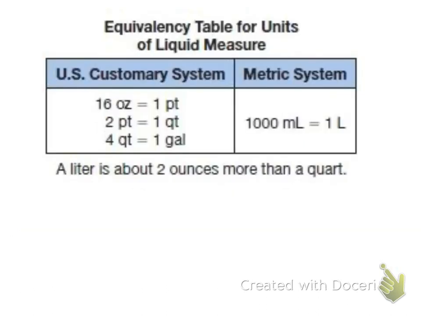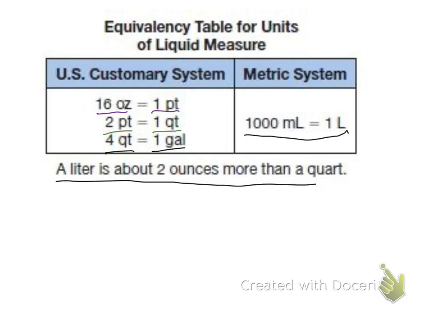Okay, so here we have our table. For U.S. customary, 16 ounces equals 1 pint. 2 pints equals 1 quart. 4 quarts equals 1 gallon. And for the metric system, we have 1,000 milliliters equals a liter. So a liter is 2 ounces more than a quart. It's a little bit bigger than a quart.